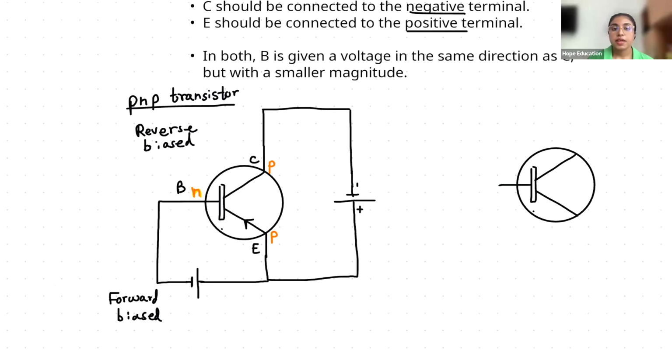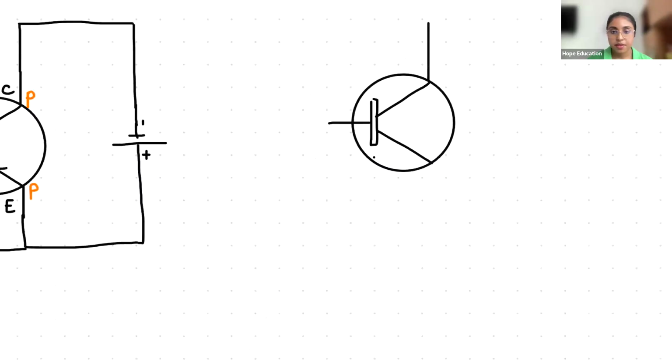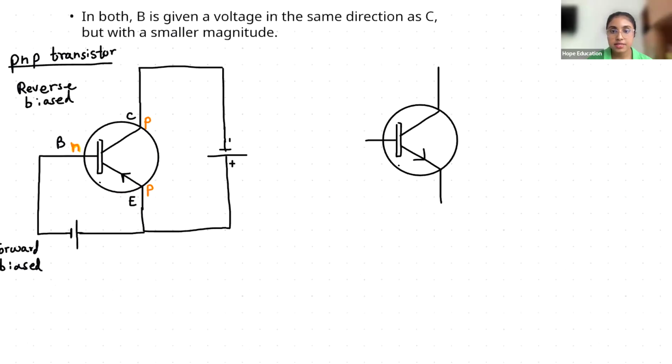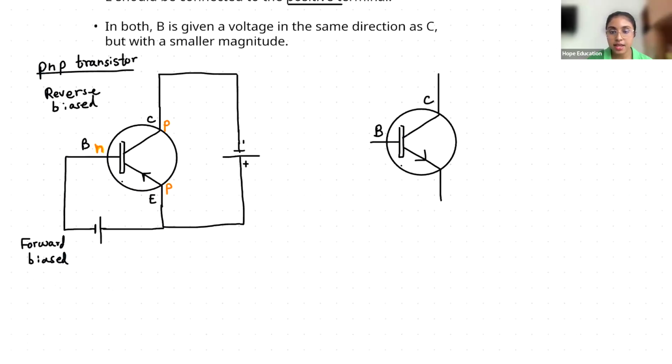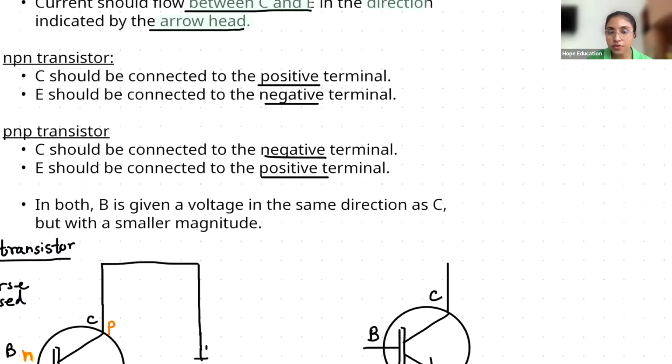Clear, no? Okay. Let's look at an NPN transistor and we'll apply the same things. Right? So, this is the base, this is the collector, and this is the emitter. ඔන්න මේකටත් මම එකම තමයි කරන්න හදන්නේ. Current should flow between C and E in the direction indicated by the arrowhead. C and E වල current flow වෙන්න ඕනේ in the direction indicated by the arrowhead. You know the arrowhead is outwards, right?